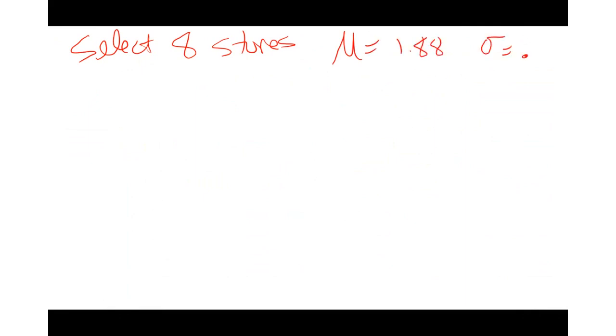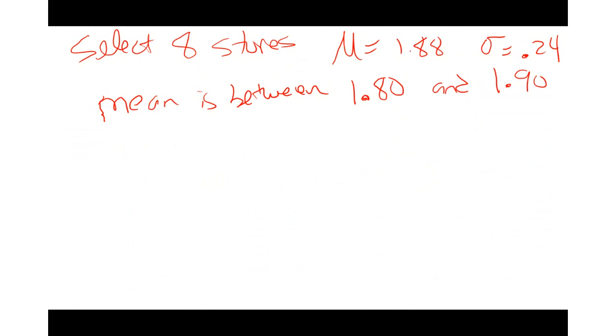All right, looking at the next problem. Let us select 8 stores. And again, we're going to assume that the average gas price is $1.88, that the standard deviation is 0.24. We're going to select 8 stores. Let's find the probability that the mean is between $1.80 and $1.90. So we're going to select 8 stores and find the probability that the mean is between $1.80 and $1.90. All right, go.